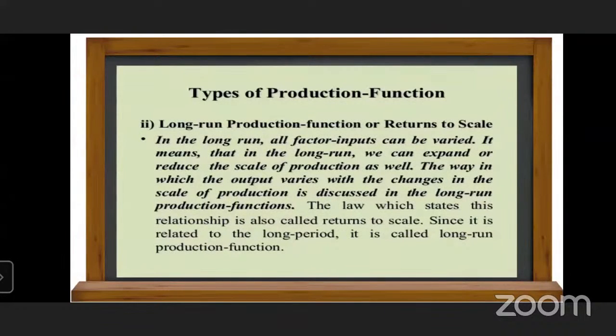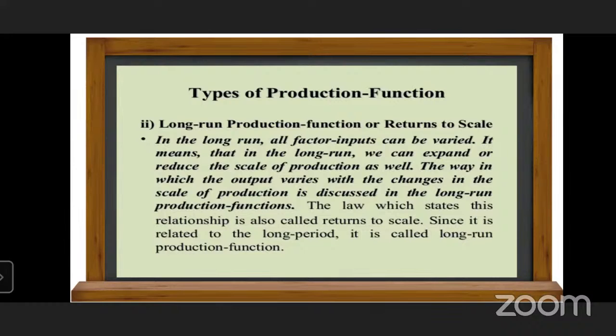Now coming to the long-run production function, which we call returns to scale. So what is returns to scale here? The major difference between the law of variable proportion and returns to scale is that in the law of variable proportion, at least one of the inputs is fixed, that is, it is short term. But in returns to scale, all the inputs are varied simultaneously, that is, together. When all the inputs are changing simultaneously, how does the output change? That relationship is termed returns to scale.